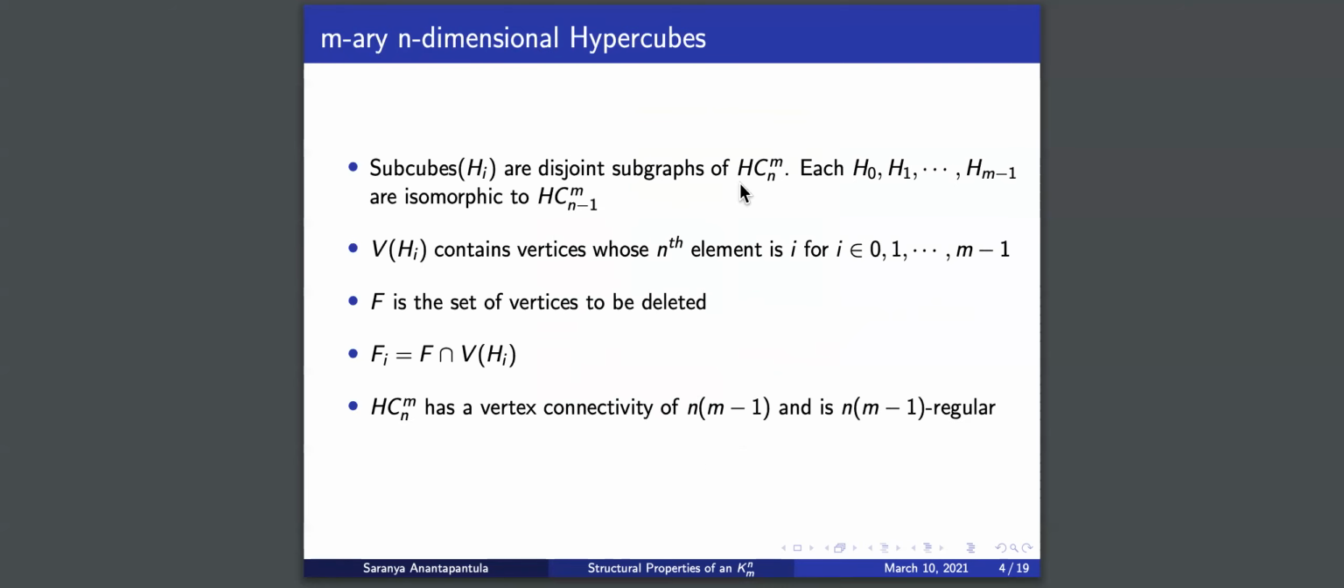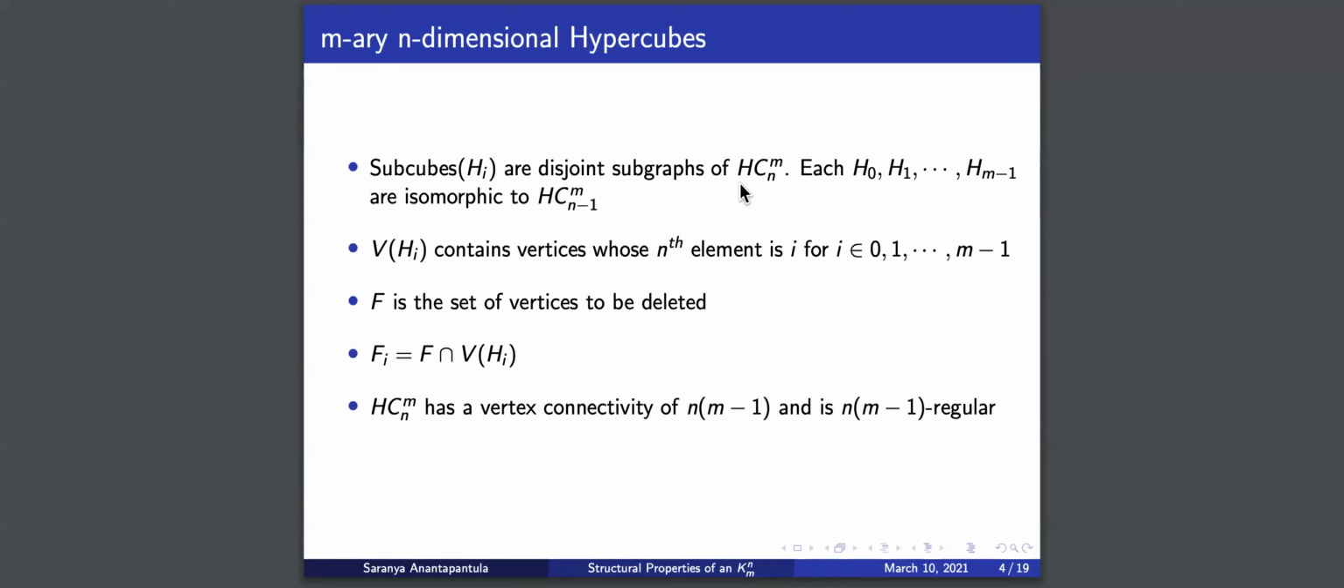HC_m^n can be partitioned into m disjoint subcubes or subgraphs, and those are called subcubes. Each subcube contains a set of vertices where the nth element or the last digit is the same, just like we saw in the example on the last slide. For example, in Hi, each vertex has i as its last element. Now, each subcube is isomorphic to HC_m^(n-1).